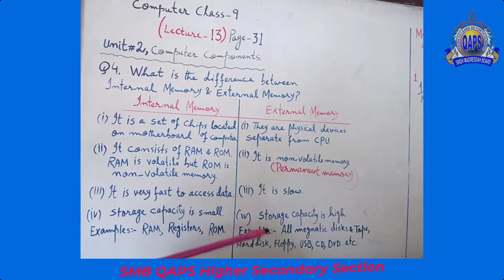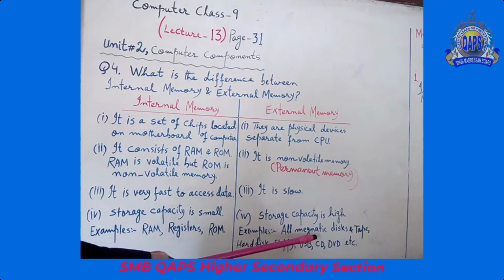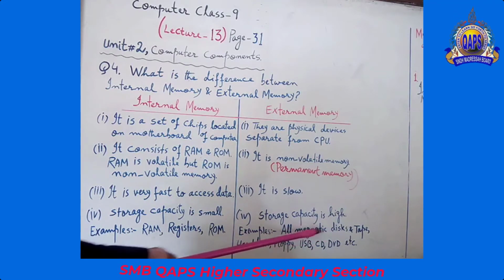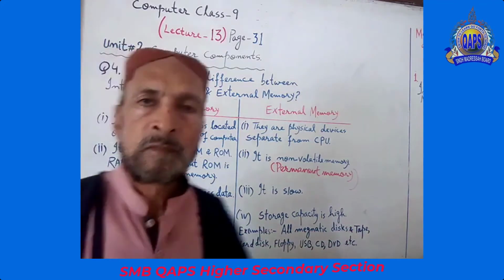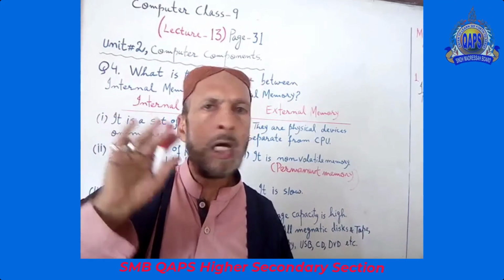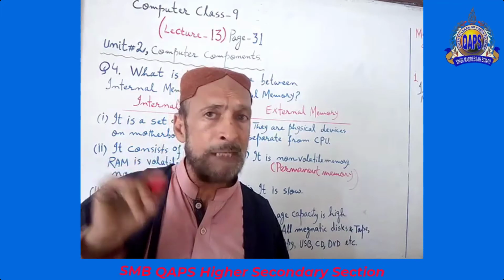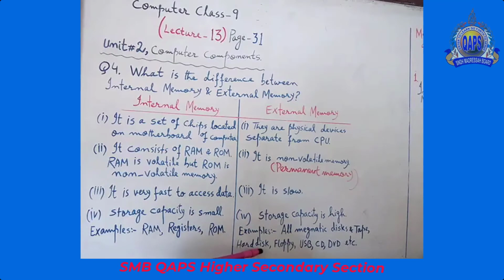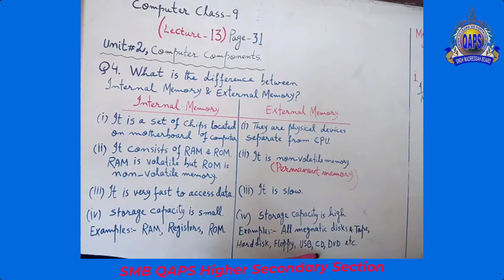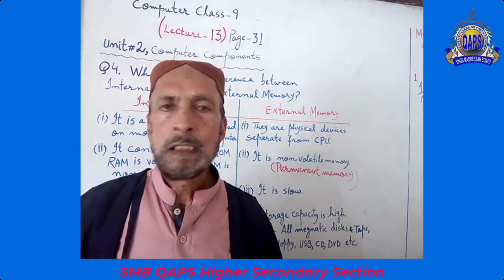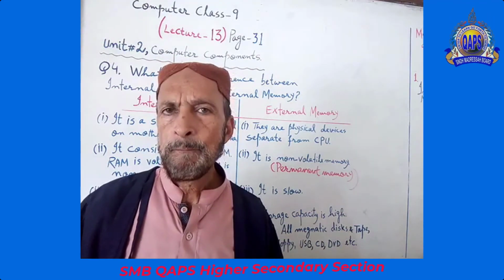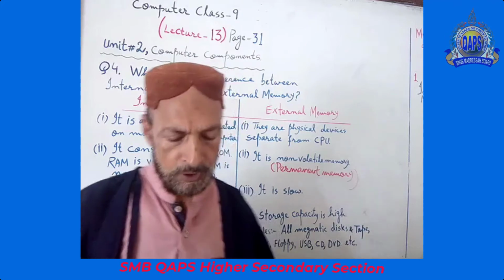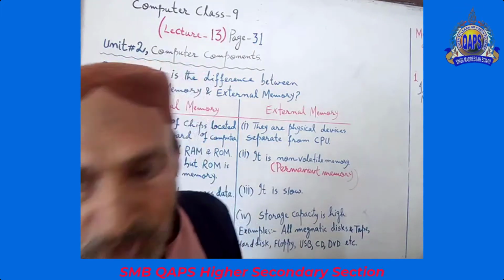Many devices, for example, all magnetic tapes, all magnetic discs and cartridge, etc. Hard disk, floppy disk, USB, CD, DVD, etc. They are the examples of external memory. I hope you understand internal and external memory.